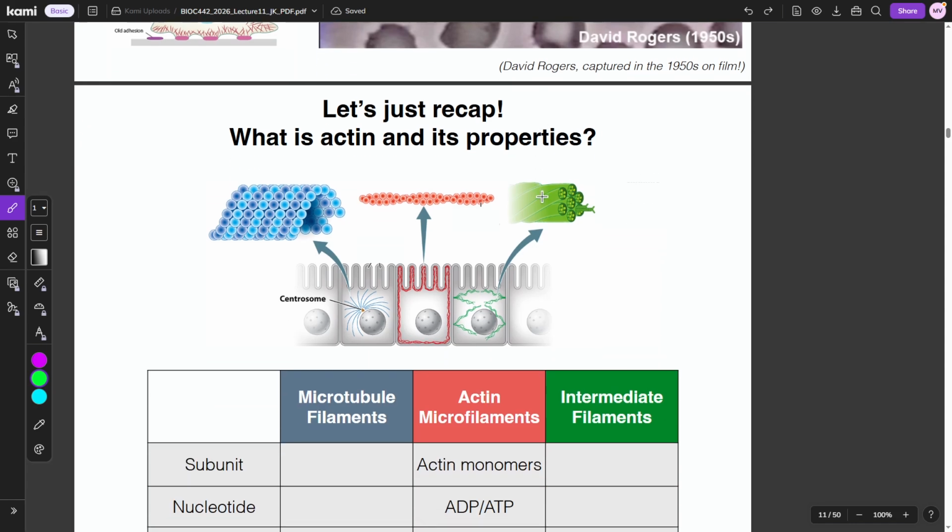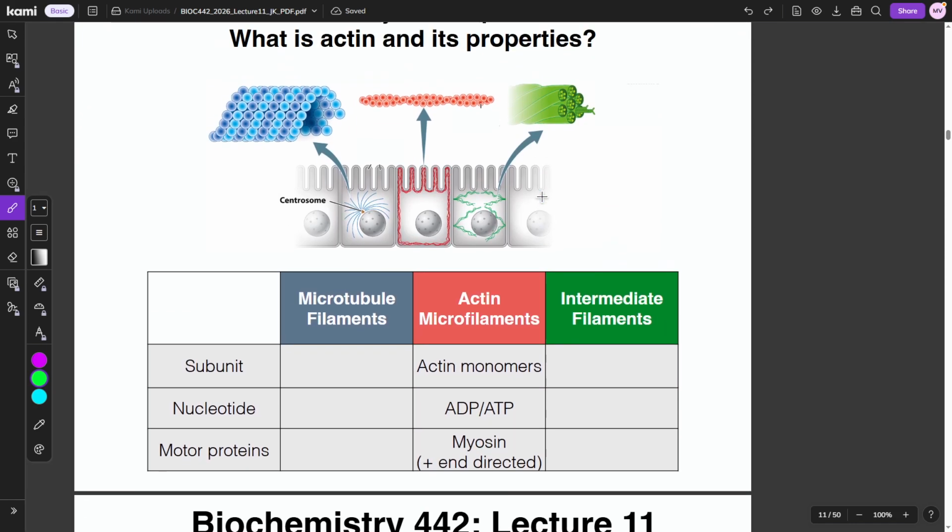So, real quick, talking about actin, what are the subunits for actin? It's going to be the actin monomers, and it specifically uses ATP and ADP. And what motor proteins interact with actin? It's going to be myosin.